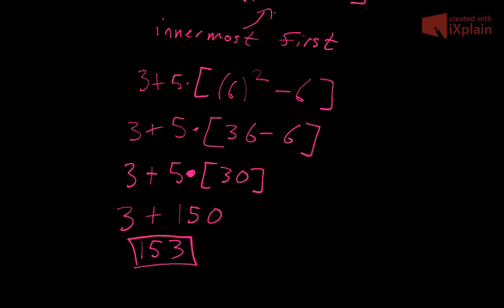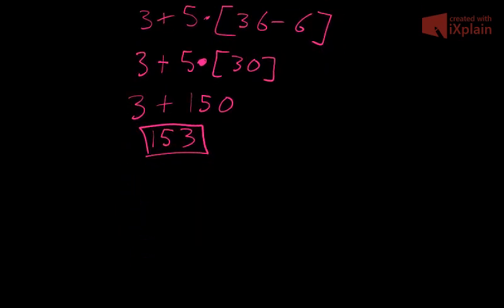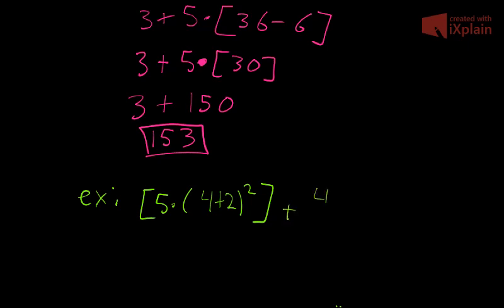So I want to show one more that, as I said, was a little bit weird. Sometimes fractions are going to be our symbol of inclusion. So I want to show one with that. So one more example, which is 5 times 4 plus 2 squared plus 4 times 5 over 2.